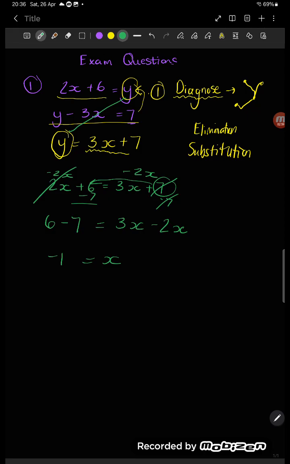Now you can have x on the left or the right. Doesn't matter. It means the same thing. So x is minus 1. Are you done? Absolutely not. We have only found x. Please do not stop at this point. We need to carry on.